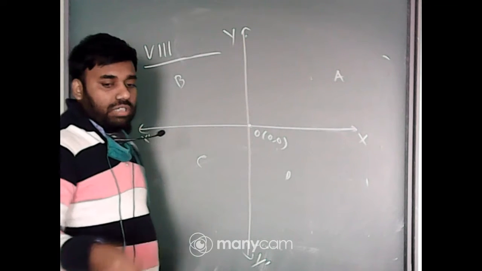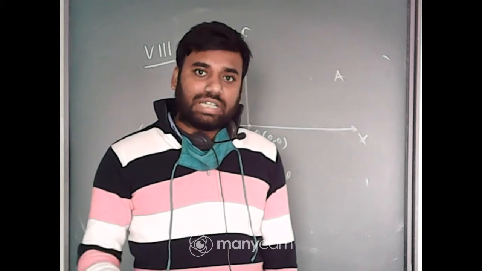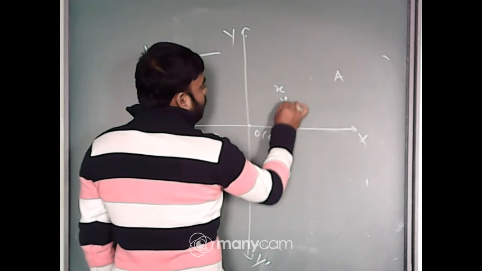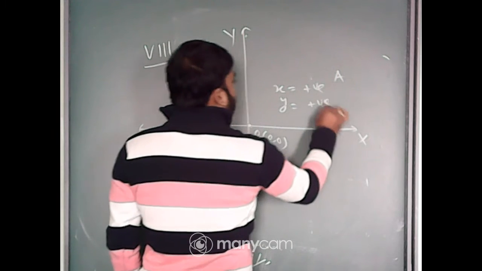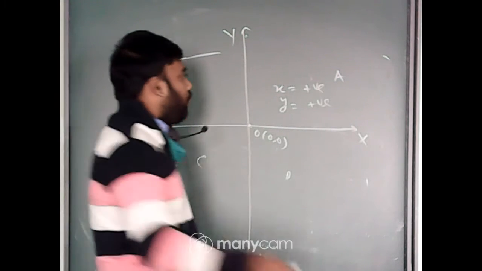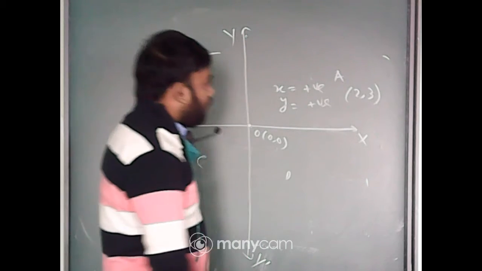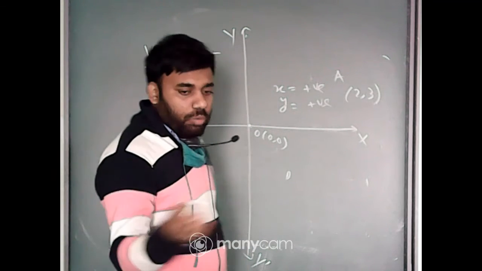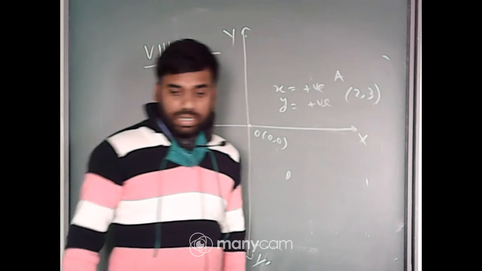Now, what is the sign convention of each quadrant? If the points are lying in a quadrant, what will be the sign convention? Listen carefully. If x is positive and y is positive, then it must lie in the first quadrant. Like the point 2, 3, both are positive, so that point lies in the first quadrant. Okay, clear?